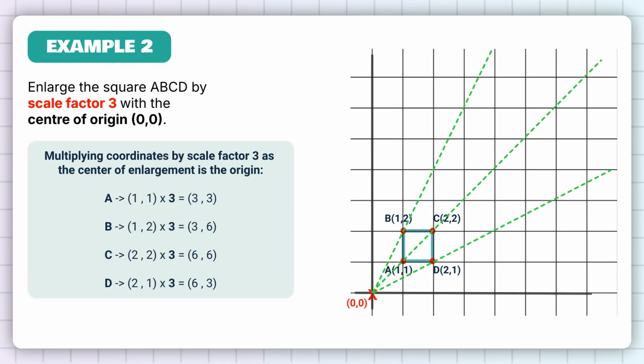This gives us new coordinates. A prime is 3, 3, B prime is at 3, 6, C prime is at 6, 6, and D prime is at 6, 3. Finally, connect the points to get the enlarged square.